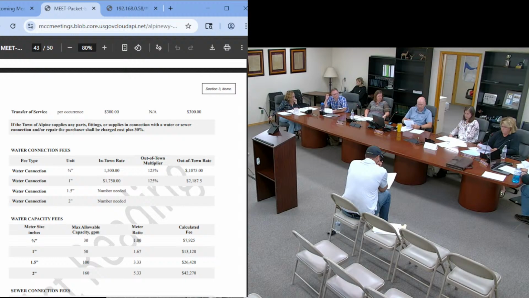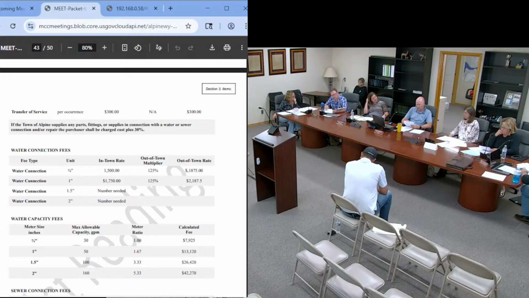So my question is, is 1,500 too low? In my opinion, it is too low. That number was brought forward just to cover our time. I want to make sure we're more than covering our internal costs, but I also don't want to put too much burden on people that are hooking up. So as long as we're covering our costs, I'm fine with it. I just want to make sure.